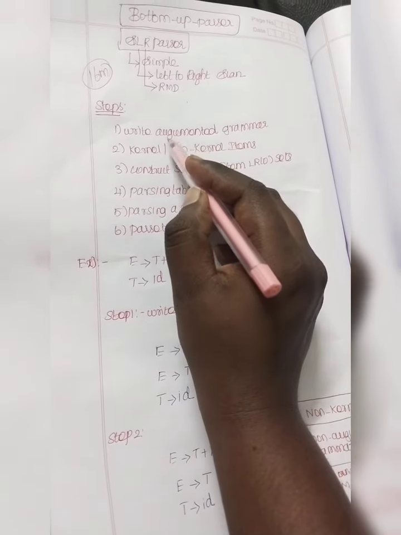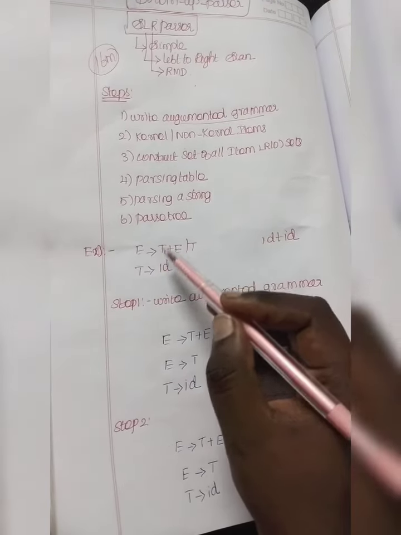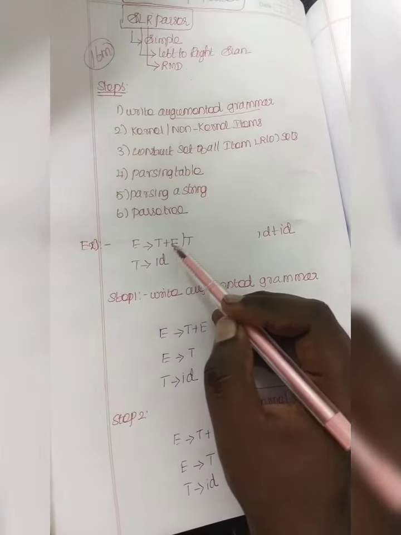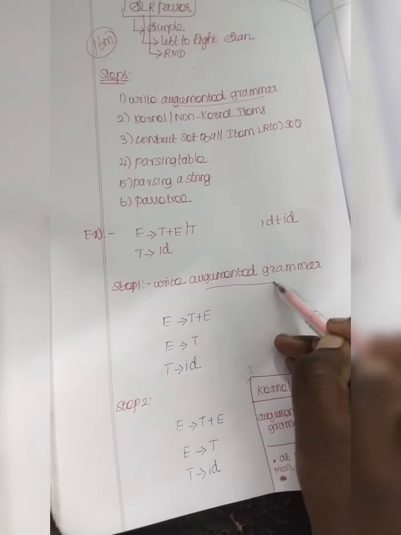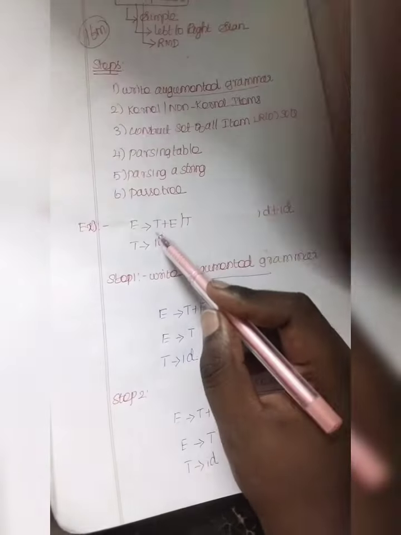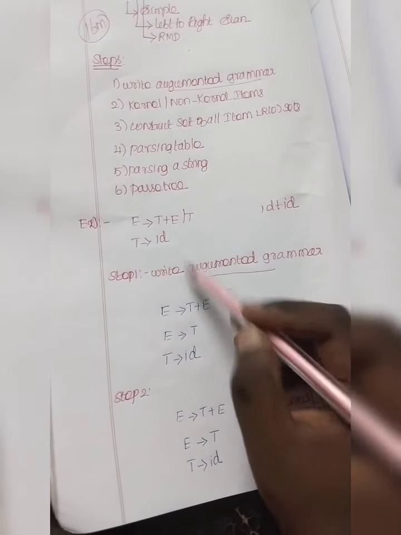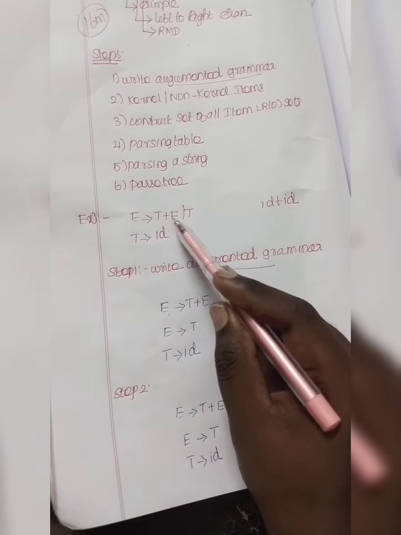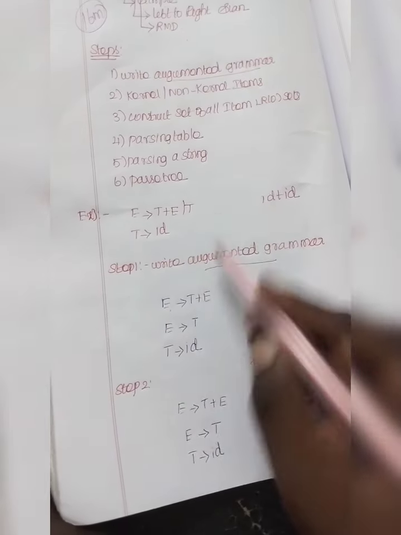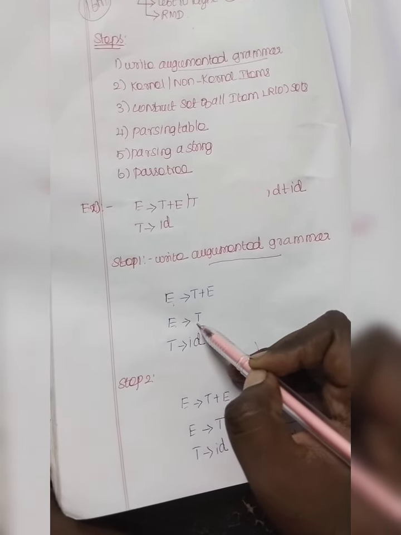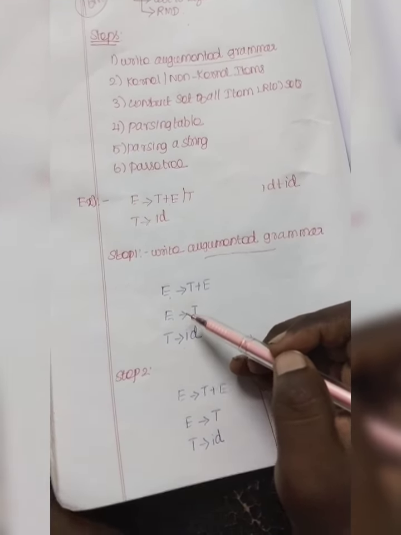First step is to write the augmented grammar. What is augmented grammar? First, they will provide some production rules. In that production rule, you have to write the augmented grammar. If they have given some other production rule, you have to just split it. Here it has E tends to T plus E. Again, the slash is another production rule, so you have to write E tends to T. And again, T tends to id. So right-wise you have to write.